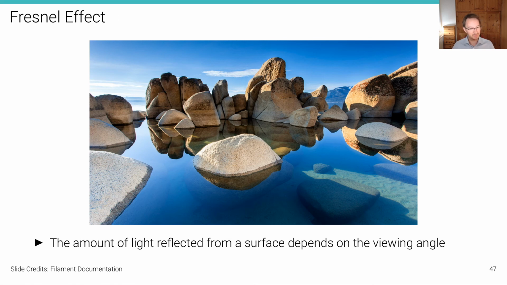Here's another example for how challenging BRDFs can be. This is the so-called Fresnel Effect. If you take a picture of a lake or water, as here, the amount of light that's reflected from a surface depends on the viewing angle. You can see that if you look further away, you have almost perfect mirror reflection, but if you look closer at a steeper angle with respect to the surface normal, you see through that surface. And so the reflectance model has also to take into account these types of effects.